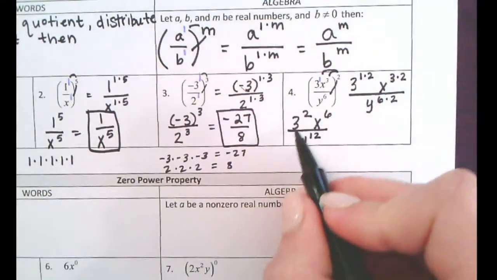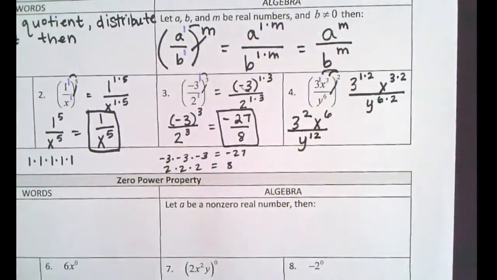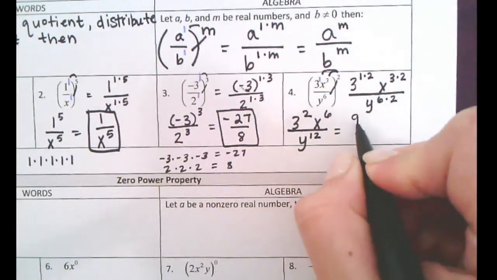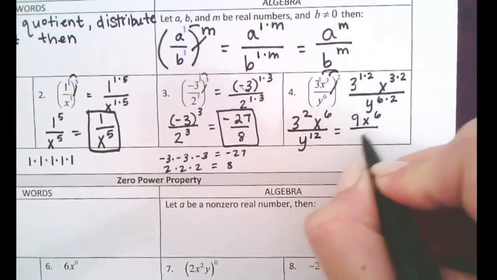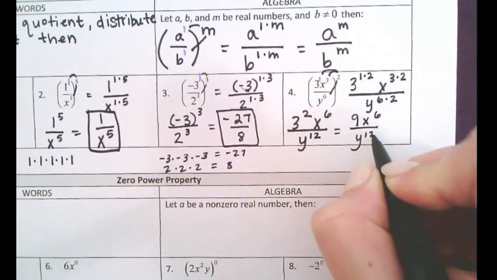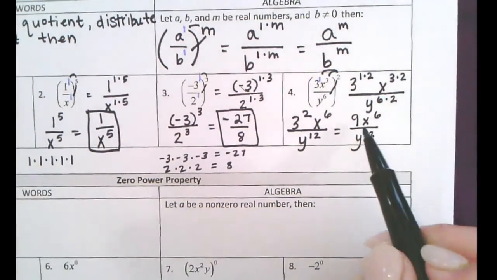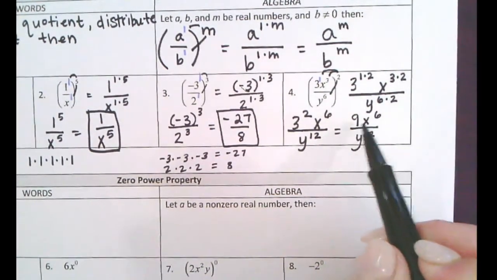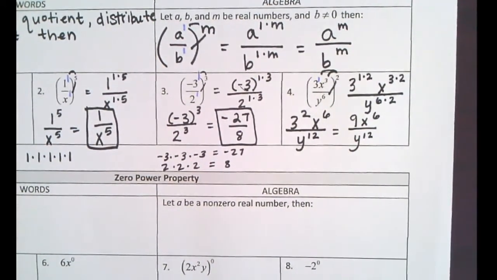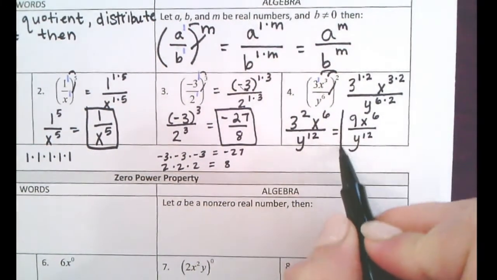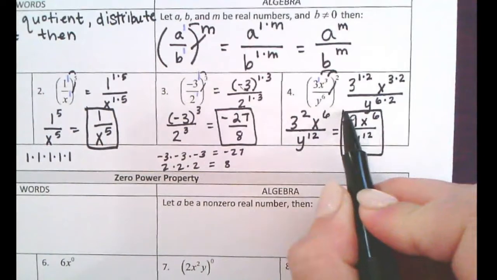I can simplify 3 squared, just like you will on homework, to 9, x to the 6 divided by y to the 12th. Notice I cannot do anything else with 9, x, or y because all of these have different bases. So this problem is done.